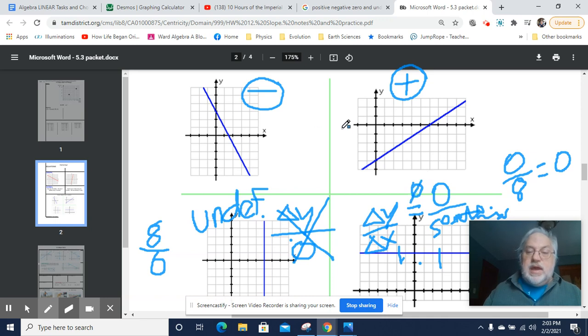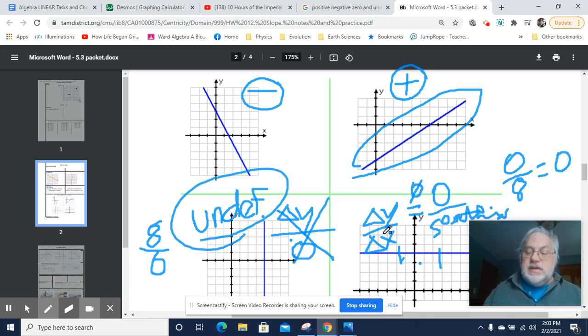So to recap, up to the right is positive slope, down to the right is negative slope. Vertical line is undefined. Cannot do it. Horizontal line has a 0 slope.